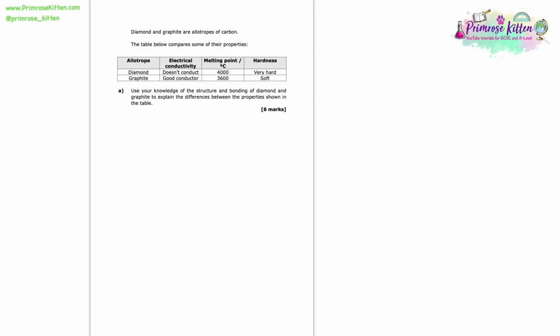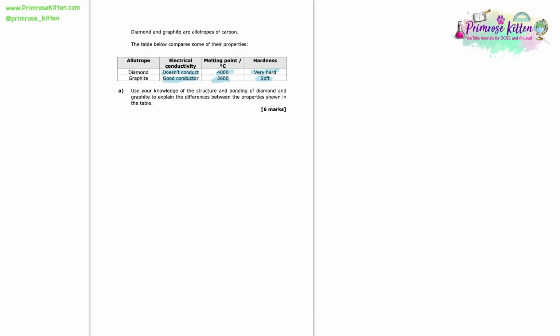We're given a table with their properties. We're told that diamond doesn't conduct electricity. It has a very high melting point of 4,000 degrees C, and it is very hard. Whereas graphite is a good conductor of electricity, has a lower melting point of 3,600, and it is soft. So some very different properties there.